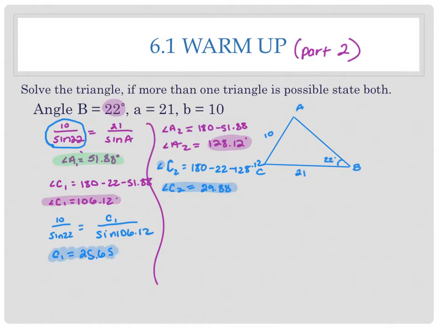And then the last thing I need to find is in triangle 2, side C2. So I still use that same starting ratio because it's true for both triangles. That's what's given. That doesn't change. And then I do C2, but this time I do it over the sine of 29.88. Cross multiply: 10 times sine 29.88 divided by sine of 22. And I get C2 equals 13 point something, this would round to 13.30.